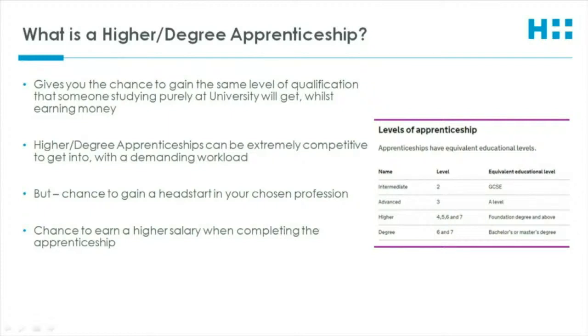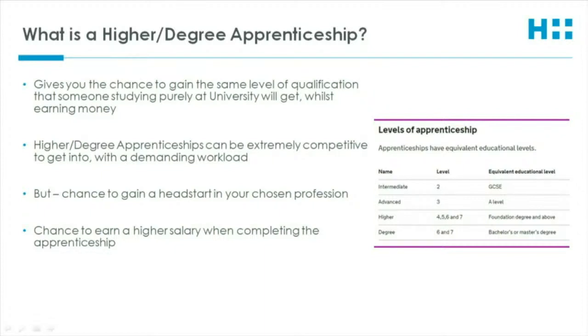On the right side of the screen there, you can see the levels of apprenticeship. So this is what we refer to when we talk about different levels and equivalent educational levels. So you can see that for a higher apprenticeship, that's levels 4, 5, 6 and 7. That starts at a foundation degree and then goes up. So you can see the equivalent educational level is 4, 5, 6 or 7 for a foundation degree and above.